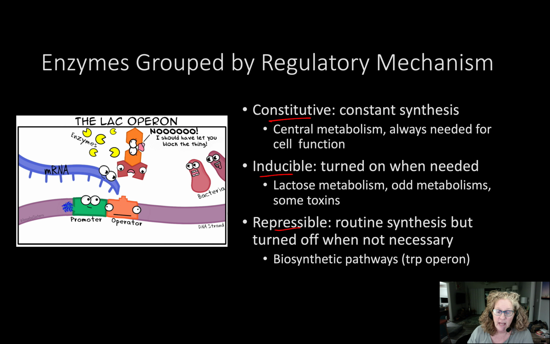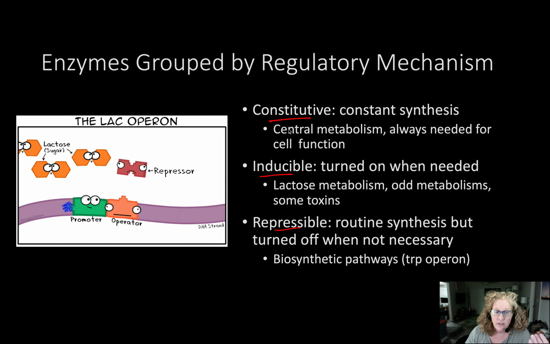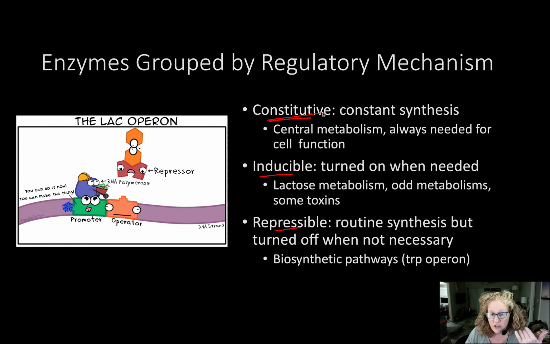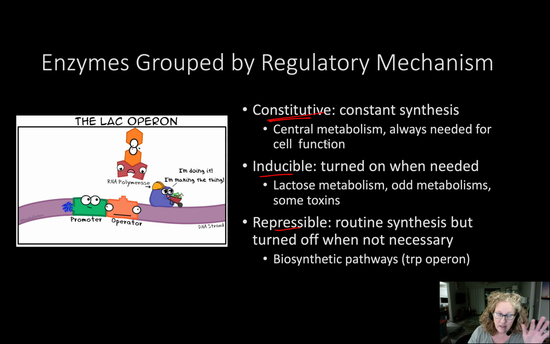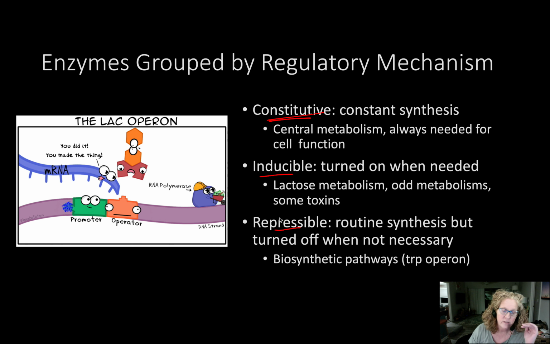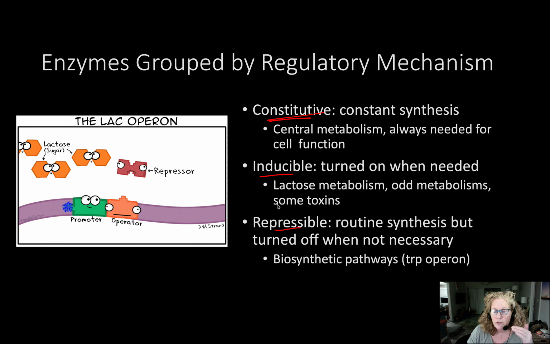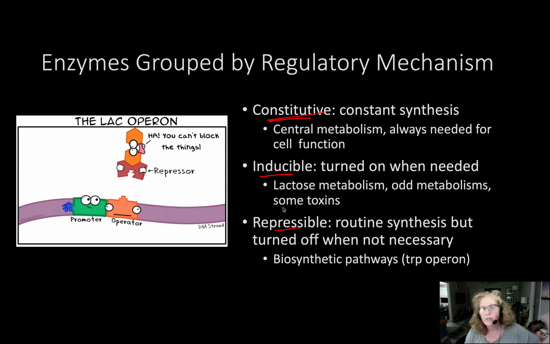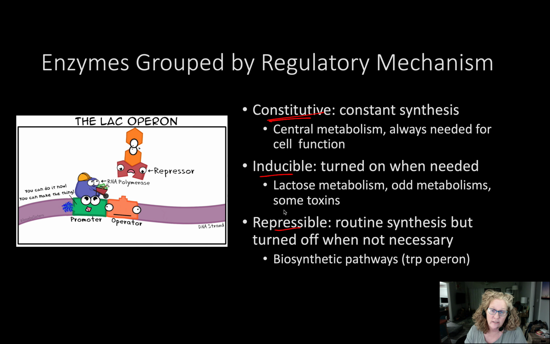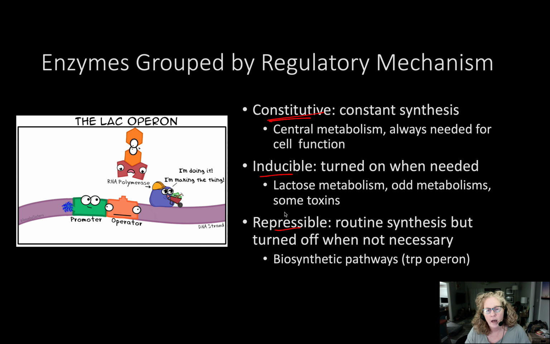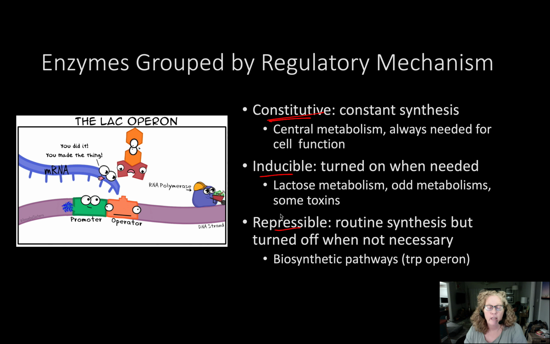Central metabolism, again, is this constant synthesis. So sometimes enzymes are considered constitutive enzymes because they're part of that constant synthesis, particularly central or what we call primary metabolism. Inducible genes are the Lac Operon. So inducible genes are genes that when we need them, there'll be some type of environmental signal that says, hey, we need the products of those genes. And we can induce the transcription and translation of that set of genes.